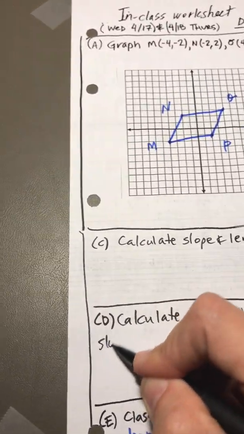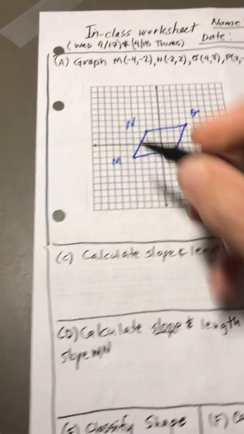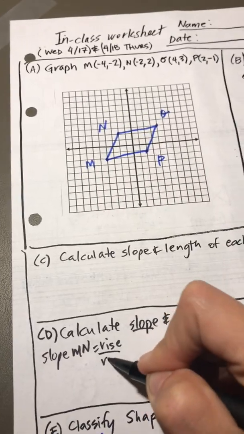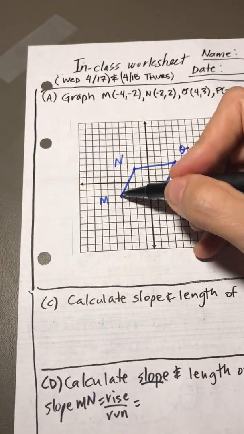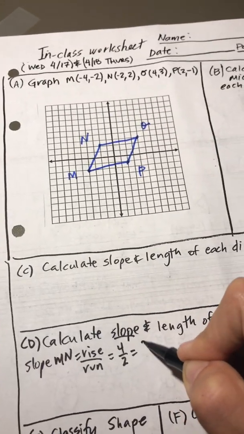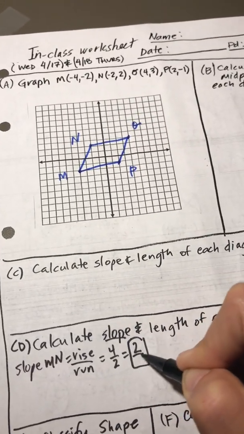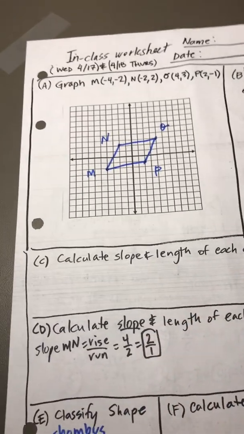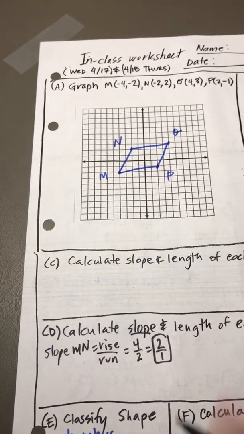So the slope of side MN appears to be going up. So I'm going to put rise over run. Now, as I look here, I went up 4, 2. So the slope of this line must be 2. And for some, it's helpful if I leave it like that because they can notice a pattern later. So I'm going to go ahead and do that.